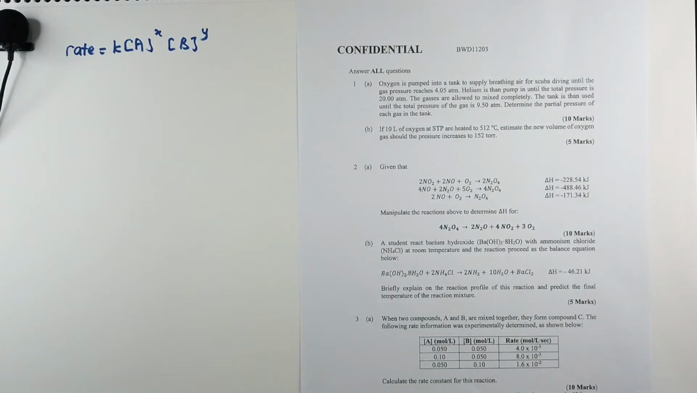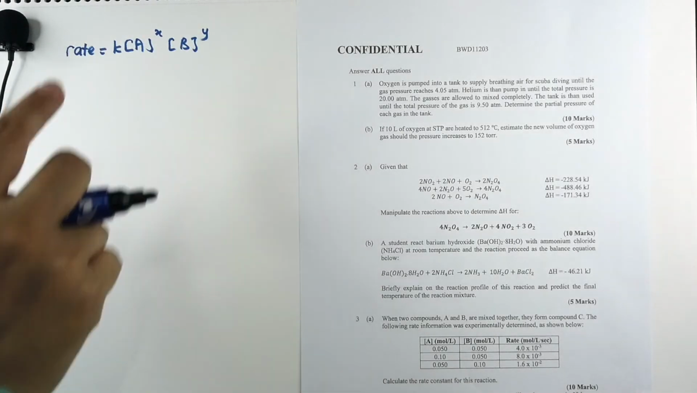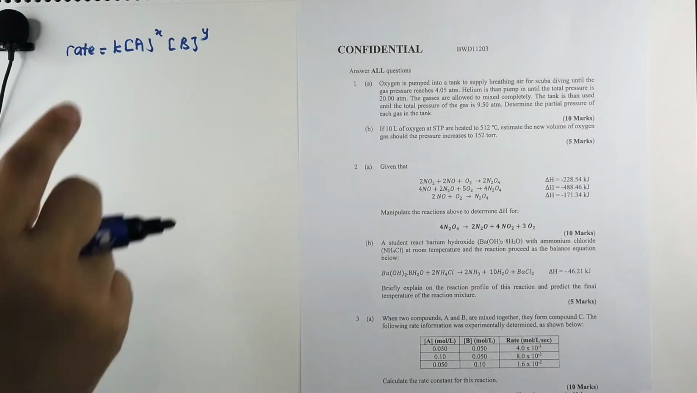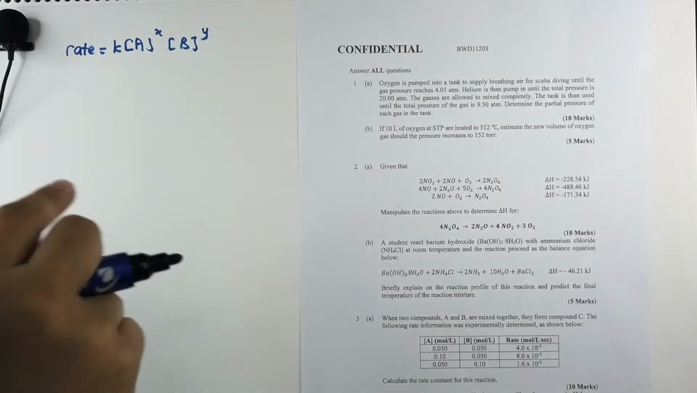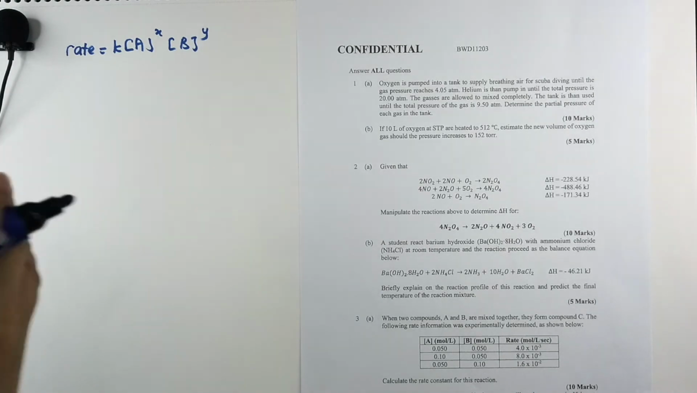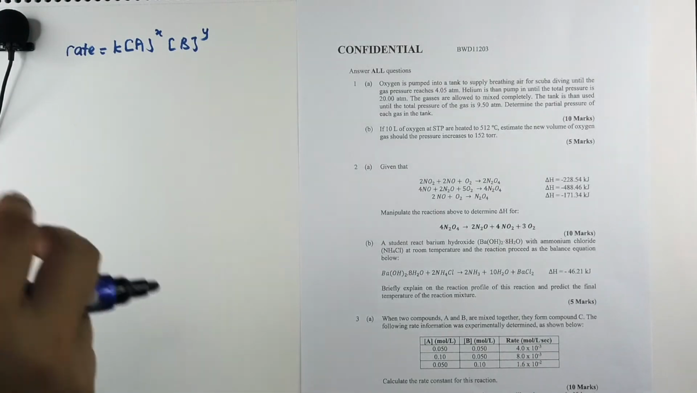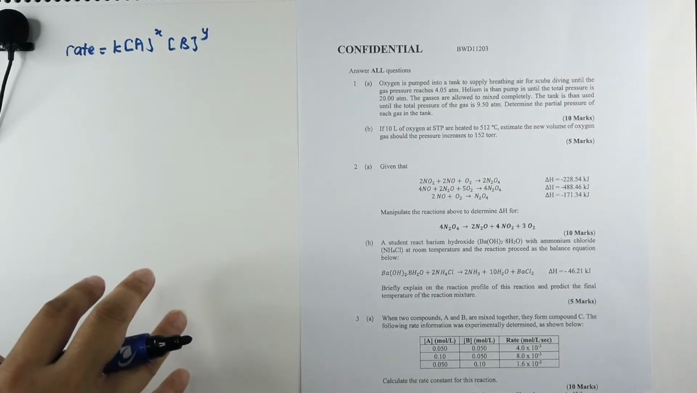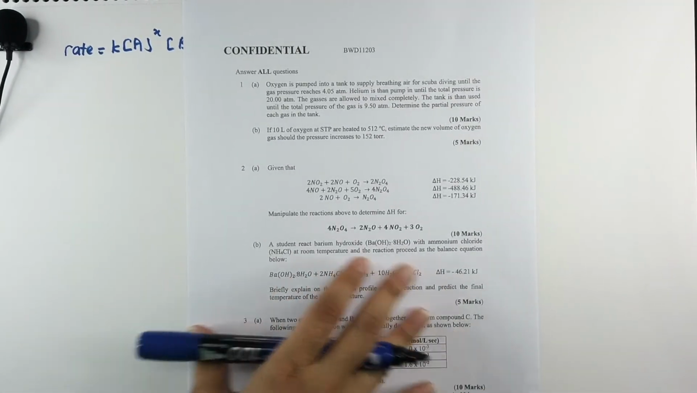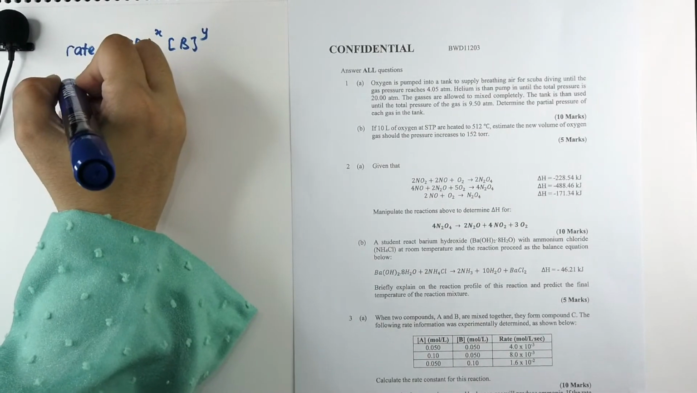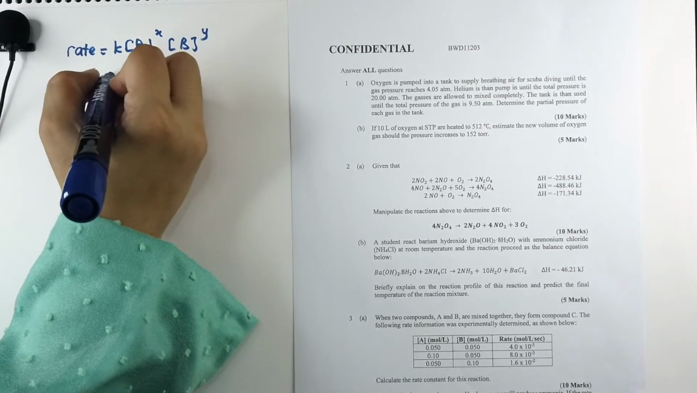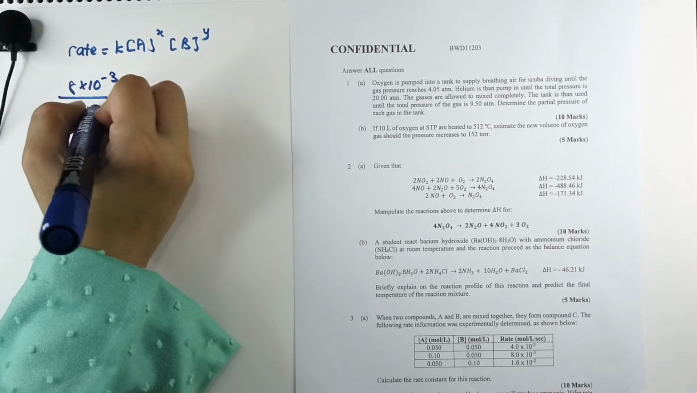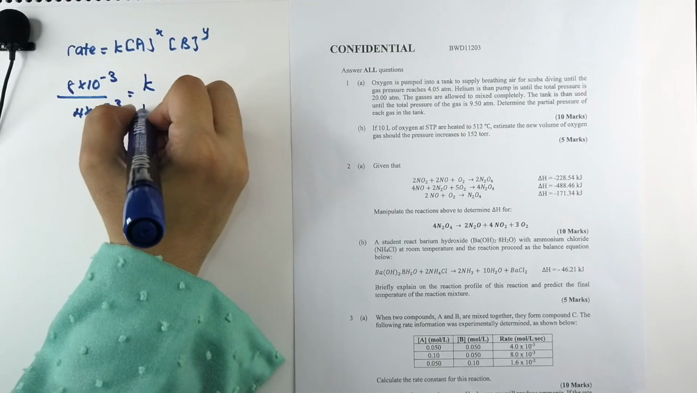It is the same drill that we have done before in the exercise and also in class. When you want to find the value of x, you need to find experiments where the concentration of B is similar, so that you can cancel out the y, because we just need one unknown, which makes it easier to calculate. So I'm going to start with finding the value of x, using these experiments. The rate is 8 times 10 to the power of negative 3 over 4 times 10 to the power of negative 3, equivalent to k over k.